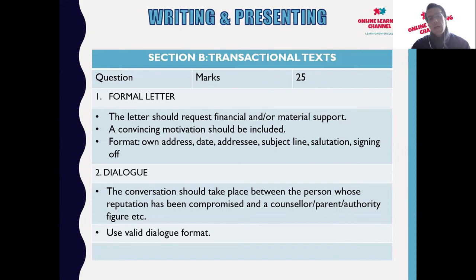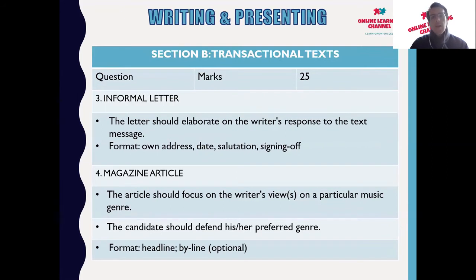When it comes to a dialogue, the conversation should take place between the person whose reputation has been compromised and a counselor, parent, or authority figure. This is just an example that you may make use of, and you need to use valid dialogue format when it comes to producing a dialogue. Informal letter, the letter should elaborate on the writer's response to the text message. The format, again, your own address, date, salutation, and signing off. Okay, so this can be one approach that you can take to an informal letter.